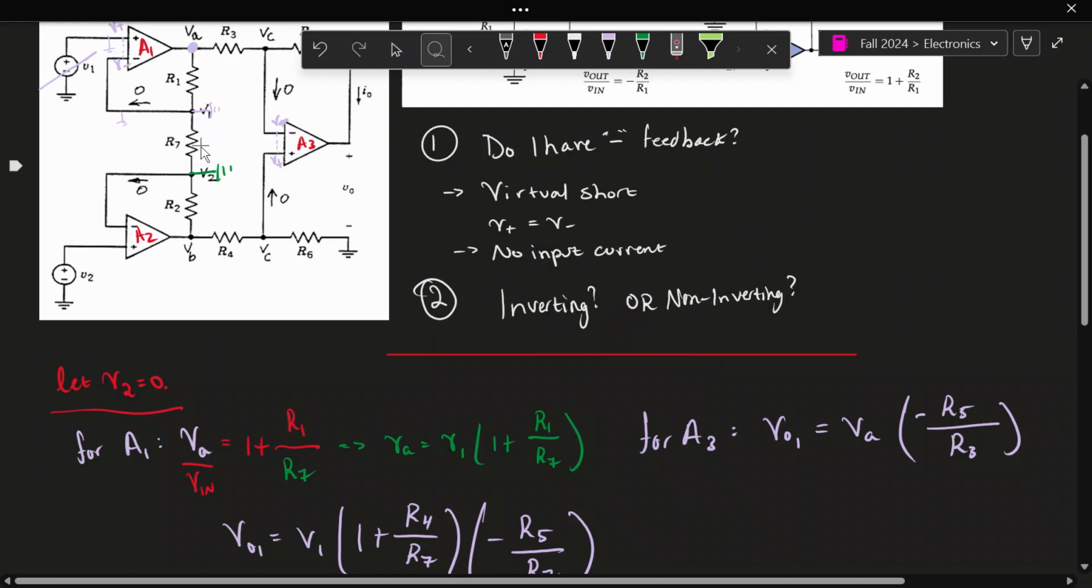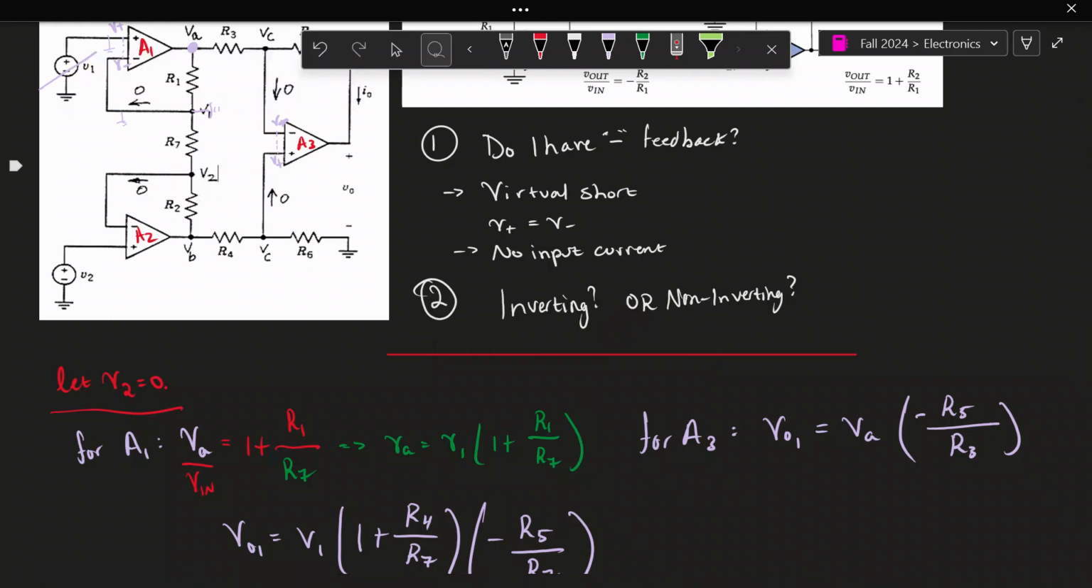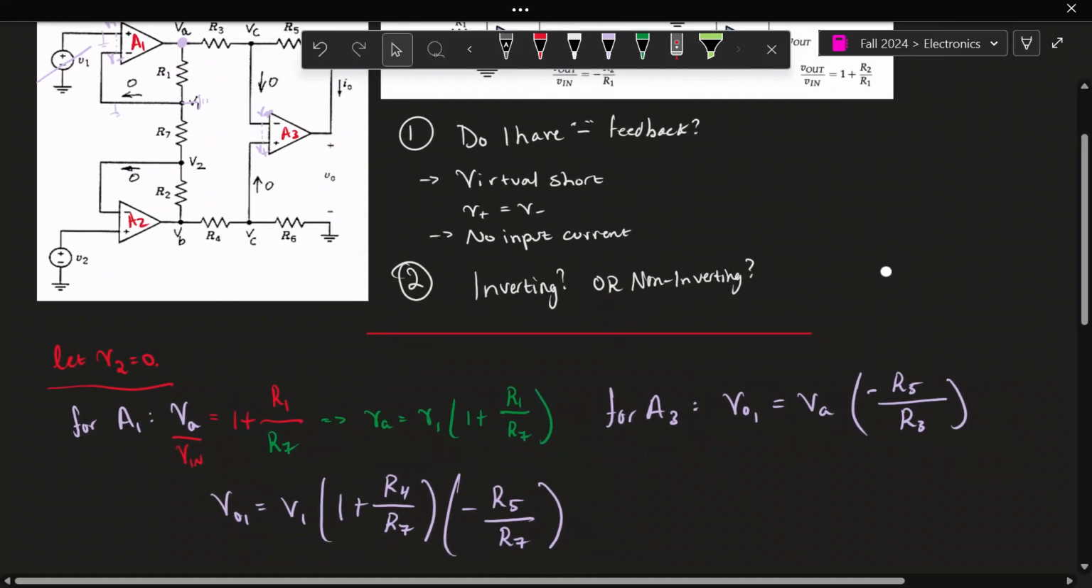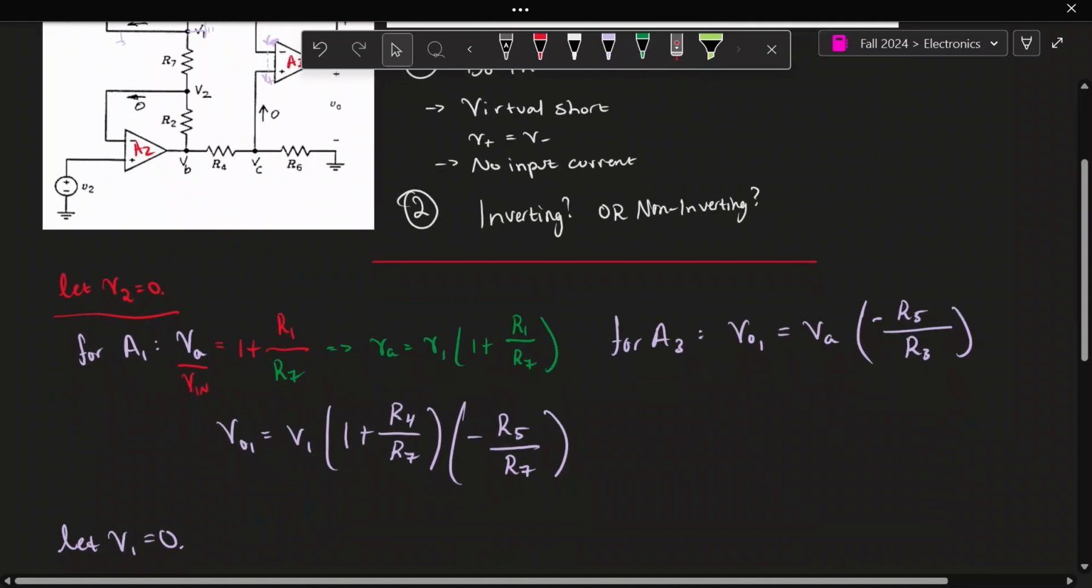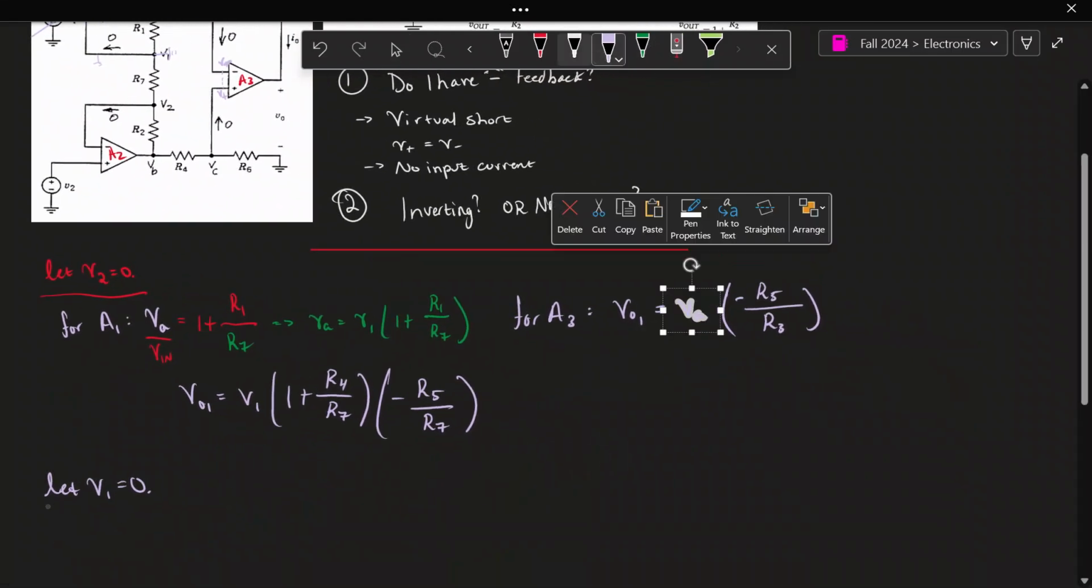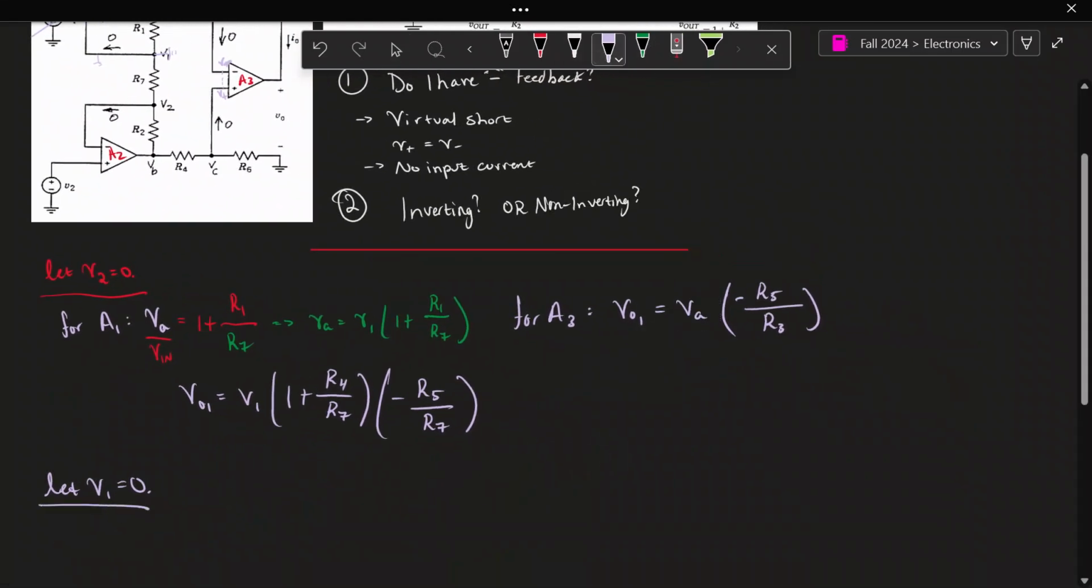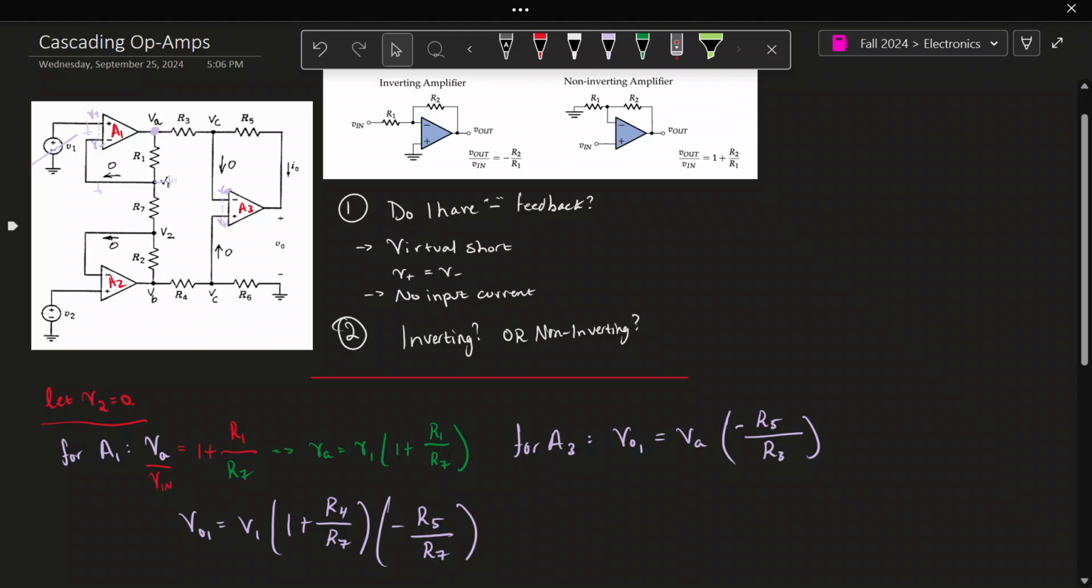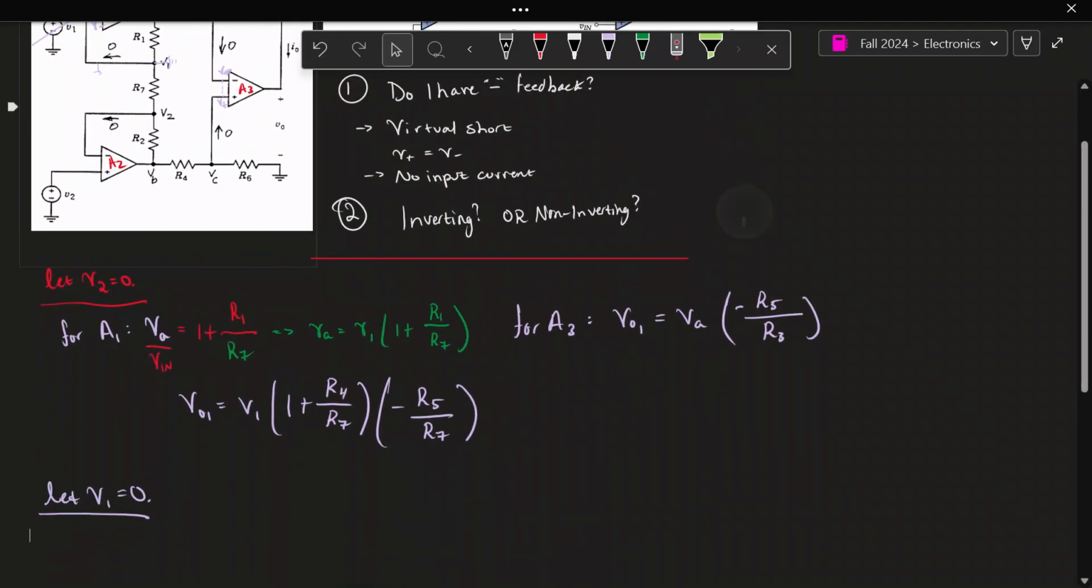Knowing that, what can we do? Well, we let V2 be something. That's just some input voltage. Okay, so now what do we do? Do we have negative feedback? Yes, we do. Is it inverting or non-inverting? Well, V2 is applied at the positive terminal, so it's non-inverting.